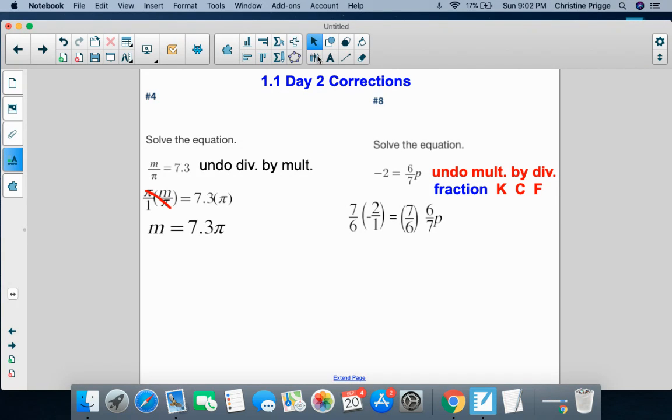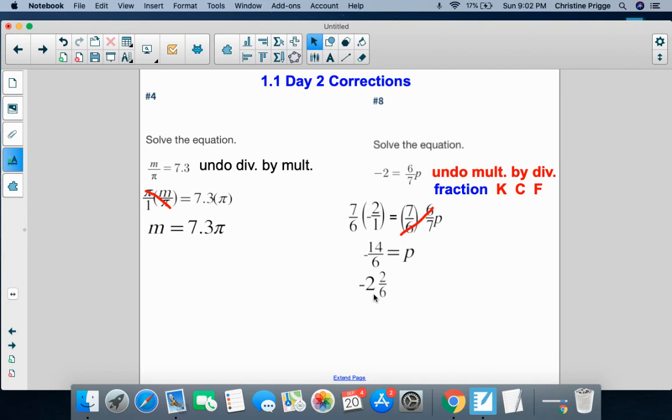These two together are reciprocals, and whenever you multiply fractions by their reciprocals, they go away, or in this case, they equal 1 because it's a fraction. So then I just multiply numerator times numerator, denominator times denominator, and I get negative 14/6, and that is the value of P. Now, there might be some issues with Big Ideas taking negative 14/6 as an answer.